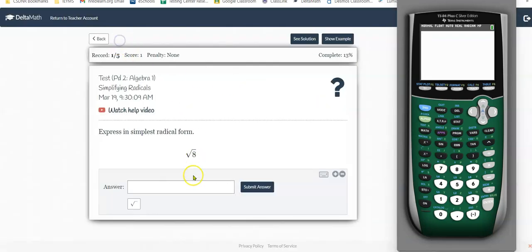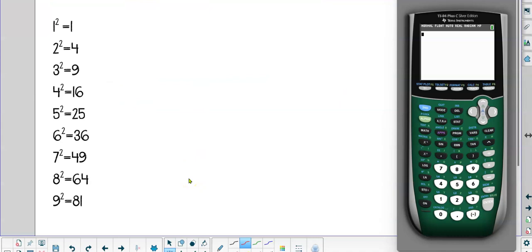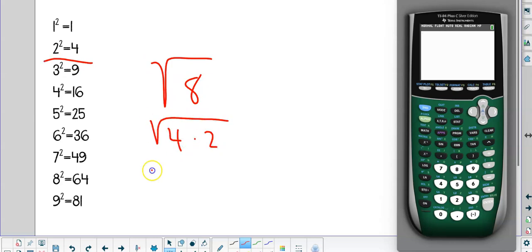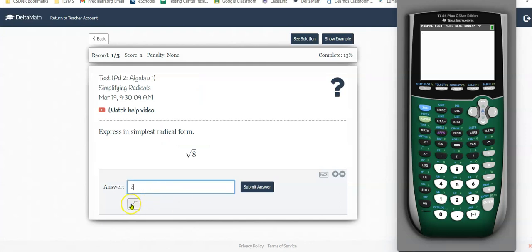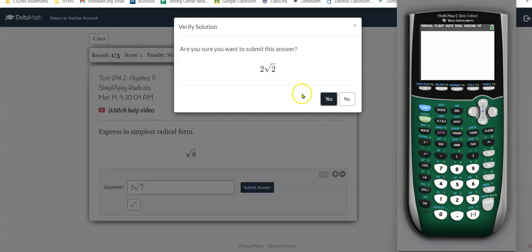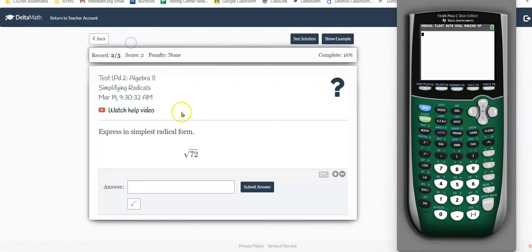Let's try one more here. Square root of 8. So I'm going to go back and look at my perfect squares. So it looks like 4. So 4 times what makes 8? 4 times 2. Square root of 4 times the square root of 2. So 2 square roots of 2. Let's try one more. See if we get a bigger number.